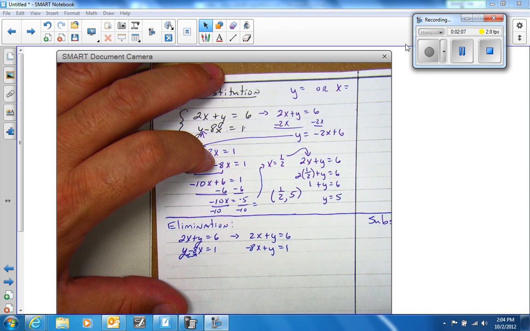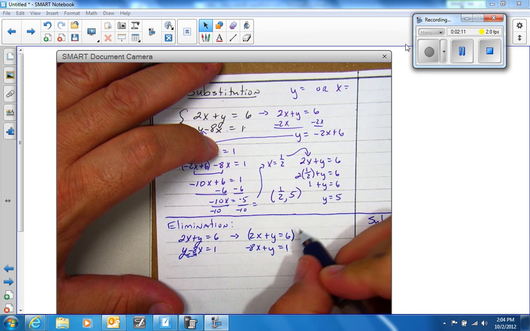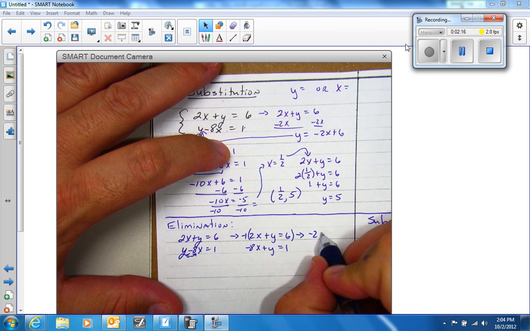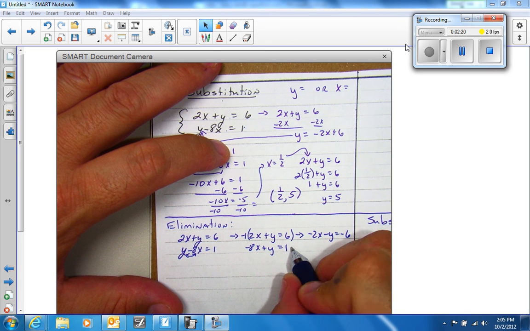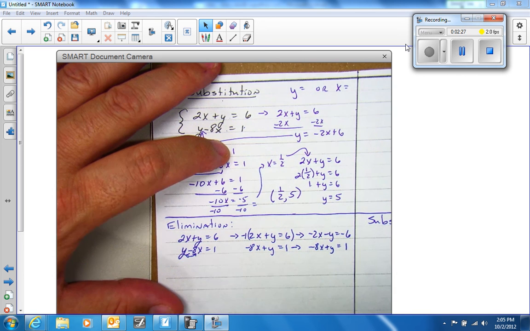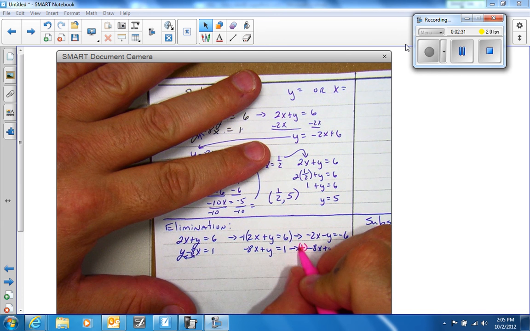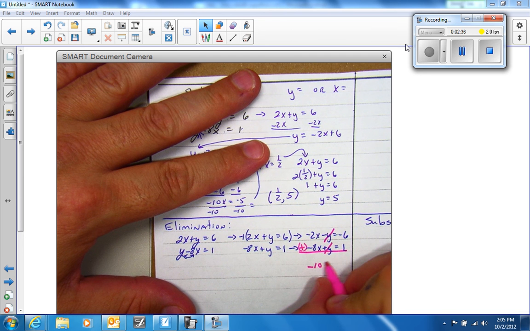Now in this case, notice my y is already 1. So I'm going to multiply this one by negative 1. And I end up getting negative 2x minus y equals negative 6. Bring this over, I don't change it at all, so negative 8x plus y equals 1. Now, since my y's are now opposites, I'm going to add. And when I do that, y's cancel out. I'm left with negative 10x equals negative 5.